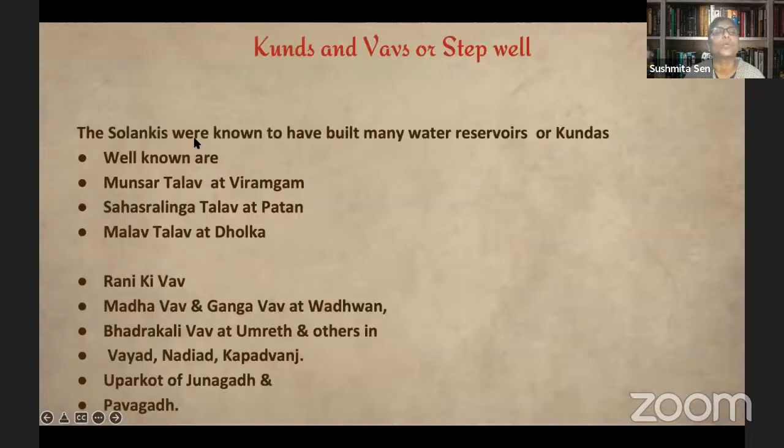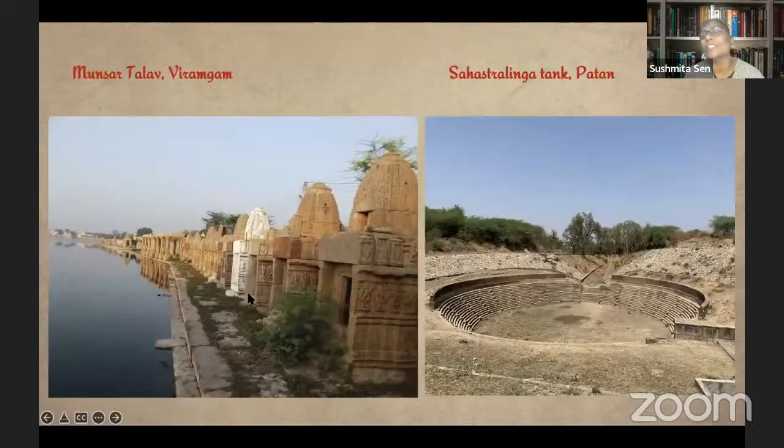Then kunds and bhavs. The Solankis were known to have built many water resources. Kunds are well known, such as Mansoor Talab, Sahasralinga by Siddharaja Jaisingh, and Malav Talab at Dholka. And then we have the bhavs, which I'll be talking about. So this is Mansoor Talab. What is unique about this Talab? The Talab is a kund constructed by Meenal Devi, queen of Siddharaj Jaisingh. There are 300 temples surrounding this kund, and each has idols inside which are still being worshipped, and they are properly kept by the Archaeological Survey of India.